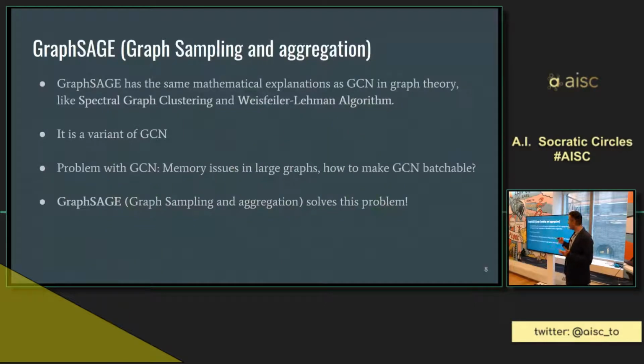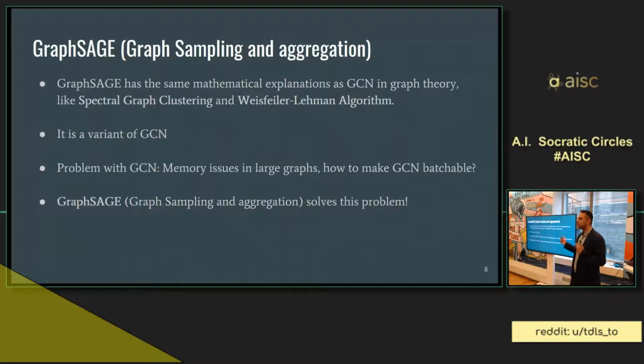So what is the difference between GraphSAGE and the GCN that we already talked about? GraphSAGE has the same mathematical explanations as GCN, like it's based on spectral graph clustering and the Weisfeiler-Lehman algorithm. If you like, we can go through that in discussion points. It's essentially a variant of GCN.